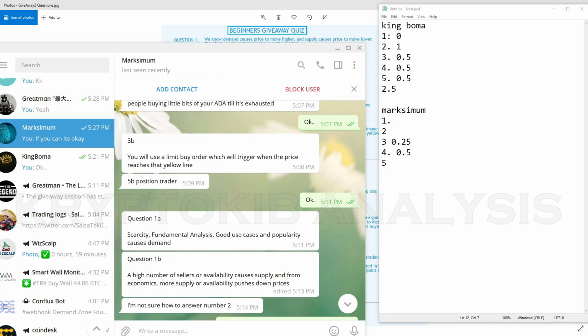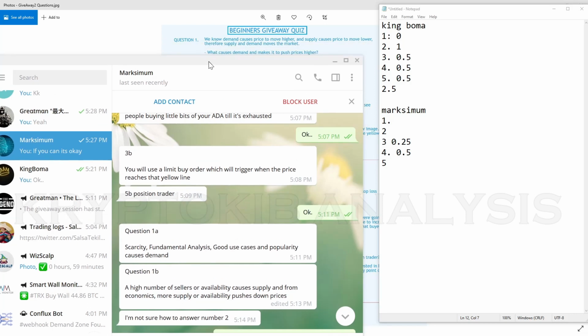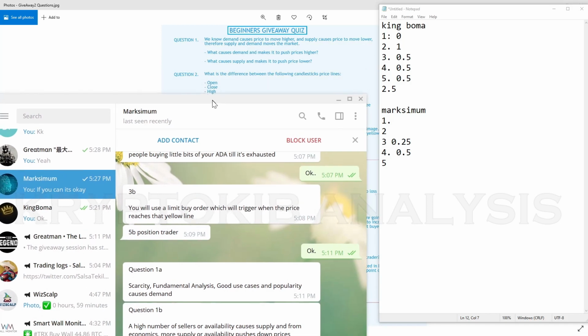I'm not sure. Because if you look at the second one, supply: the high number of sellers or availability causes supply of particular goods. More supply or availability to negotiate down price. That is even more correct than the first one. So what should we give him? You can give him full mark. Full mark for one. Okay, then maybe 0.25 for one. I hope I'm not saying too much.